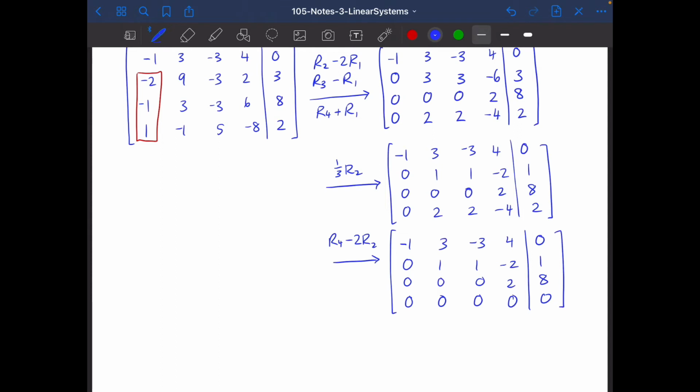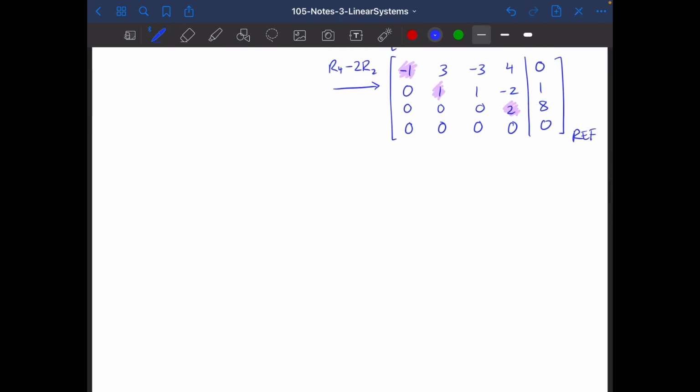Now this augmented matrix is in row echelon form. I have a row of zeros, but it's at the bottom of the augmented matrix. Also, the leading entries are all to the right of the leading entries of the rows above them. Now the next step is to find the corresponding linear system.